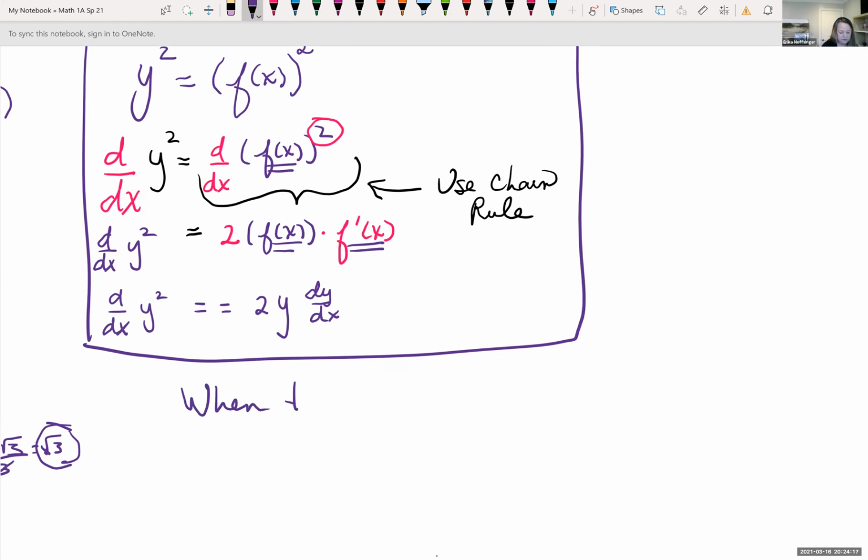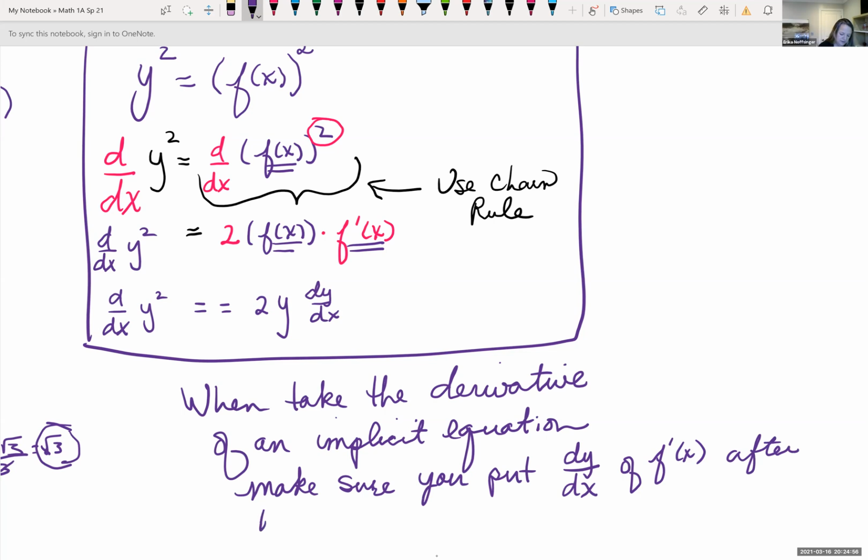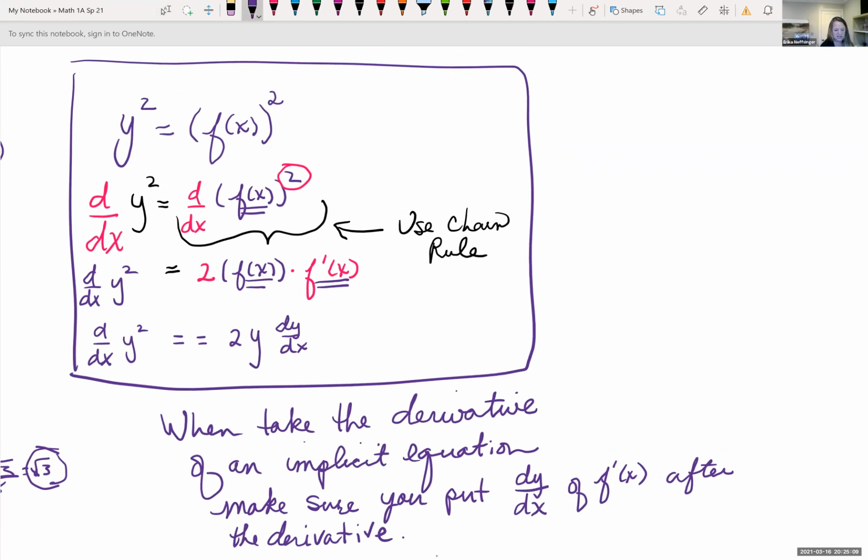So when we take the derivative of an implicit equation, make sure you put dy/dx or f prime after the derivative. And again, that has to do with the chain rule. We're taking that function, that y value is a function of x, and we have to apply the chain rule. So we have to take the derivative of the inside, multiplying by the derivative of the inside.